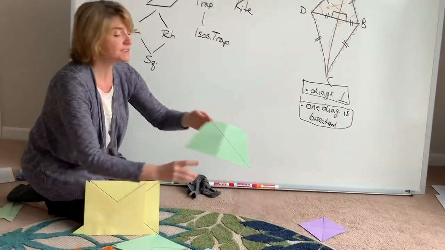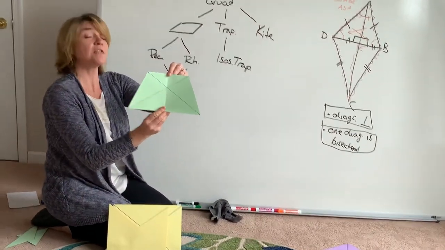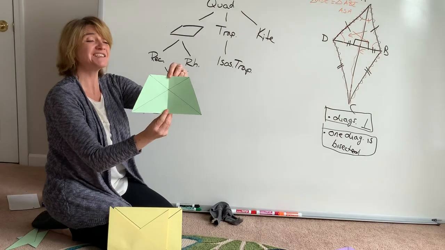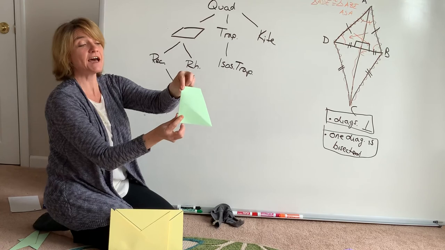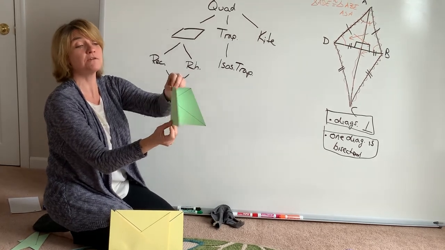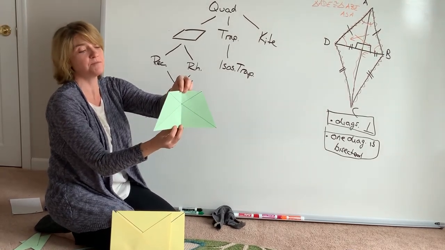And even in an isosceles trapezoid, we do have a line of reflection that we can fold it across. It's just not one of the diagonals. But if I fold it in half this way, I can see which angles are going to be congruent, which ones would be our pairs of base angles.